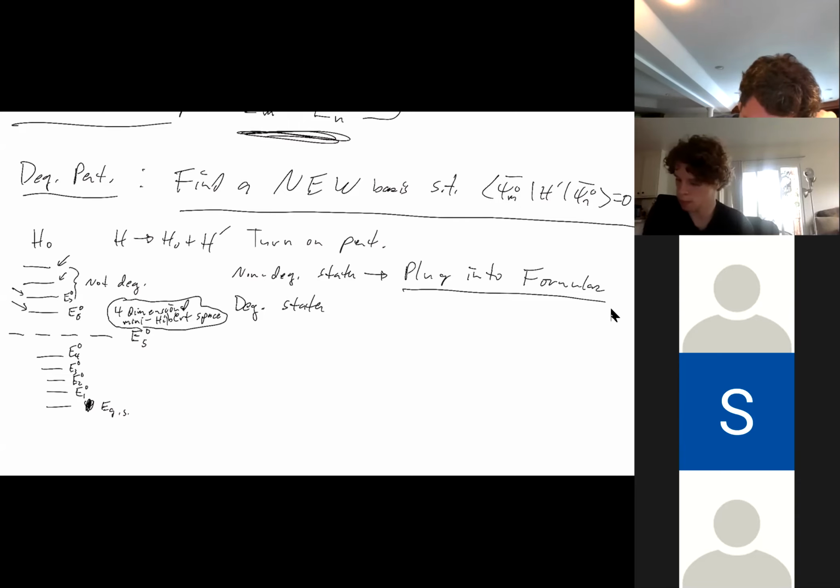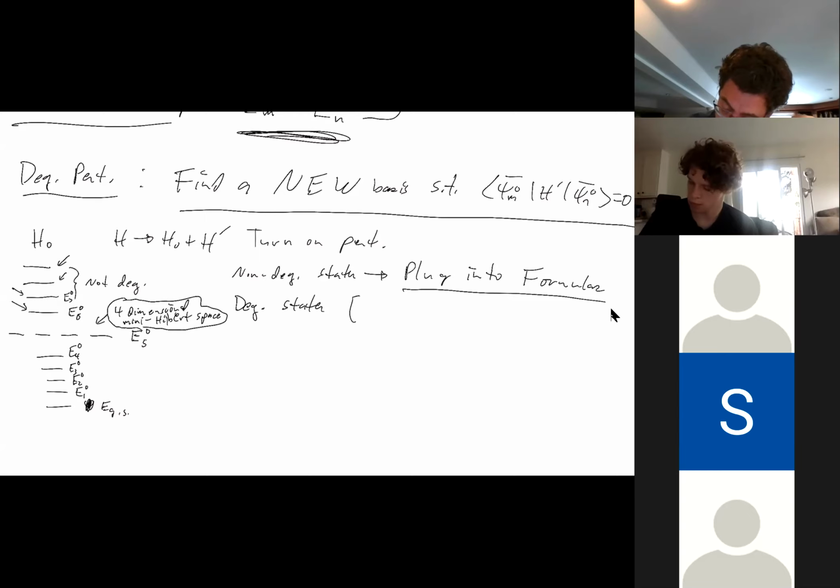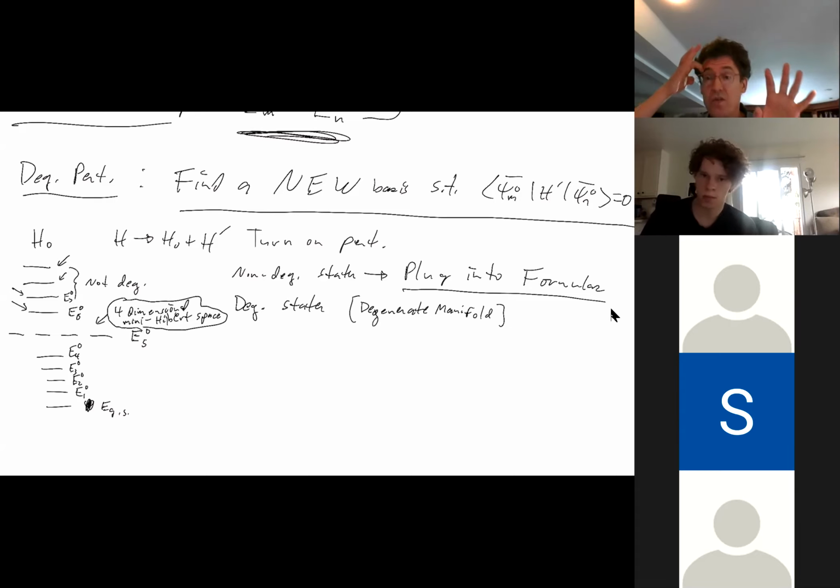Now, nobody wants to say 4-dimensional mini Hilbert space. So instead, I'll just call it the degenerate manifold. But when I say the words degenerate manifold, what you should think of is a little mini Hilbert space. And the dimensionality of that space is simply the number of degenerate states.